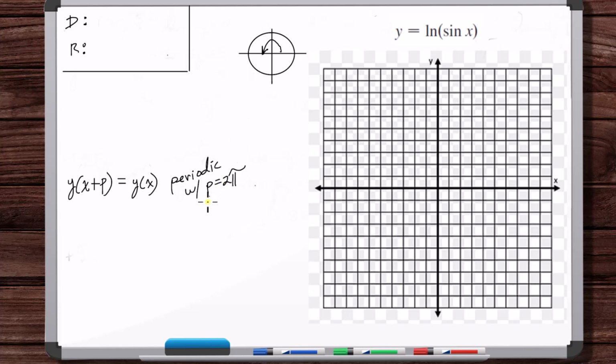If we're only doing one period, we're not going more than one rotation around the unit circle. And we know nothing in this range is part of the domain. Nothing in here is part of the domain. So that's saying that the domain here, if we're thinking about one period, is going to be 0 to pi. And that's correct. But the period is 2 pi.